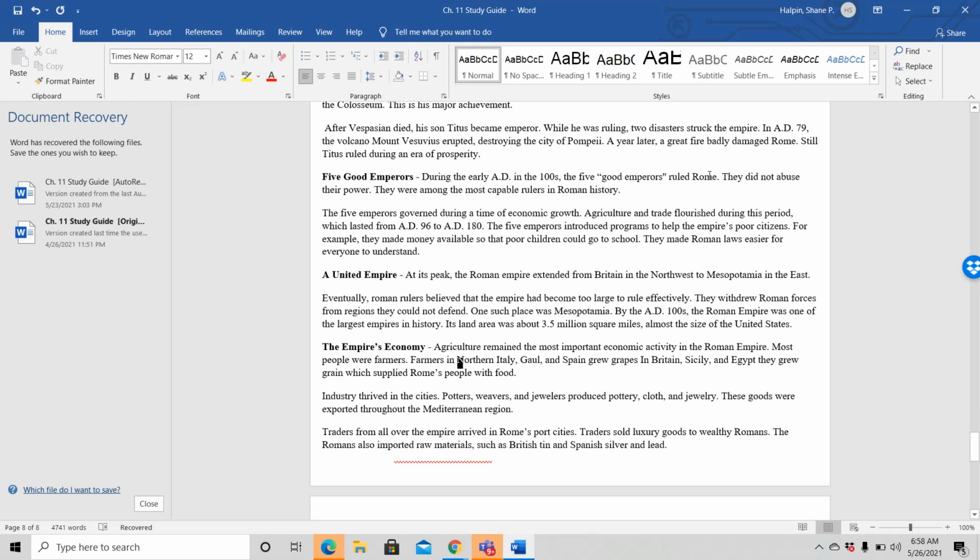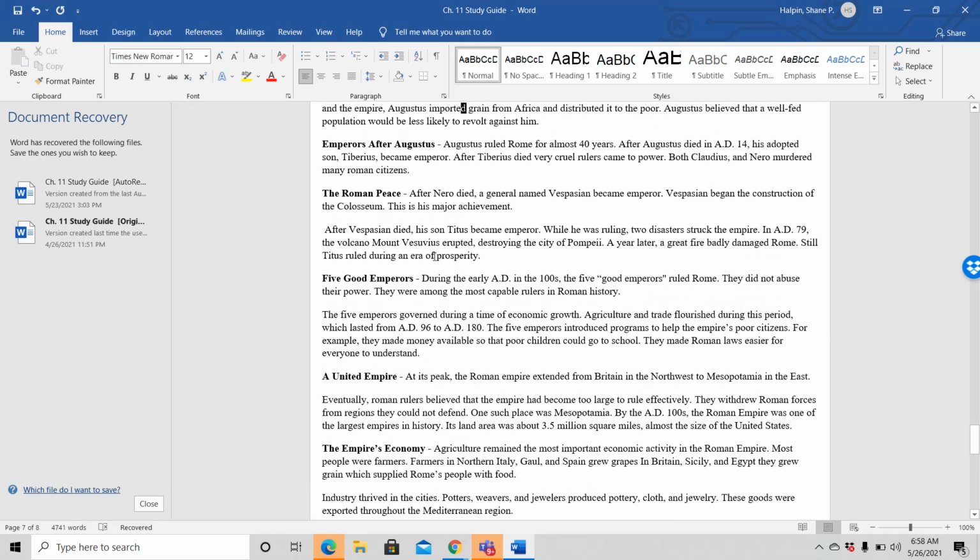Now, the next ruler that we've got, Vespasian. What he's majorly known for is ultimately he helped start the construction of the Colosseum. It's his major achievement. Now, the way I told you to remember this one, if you remember correctly, is you have to have a pass to go into the Colosseum. Vespasian.